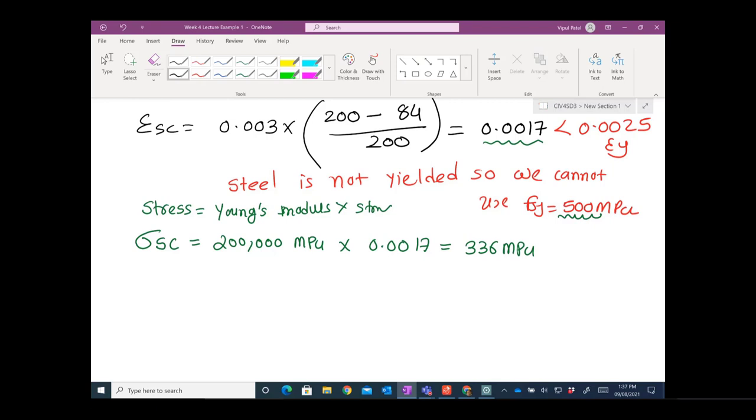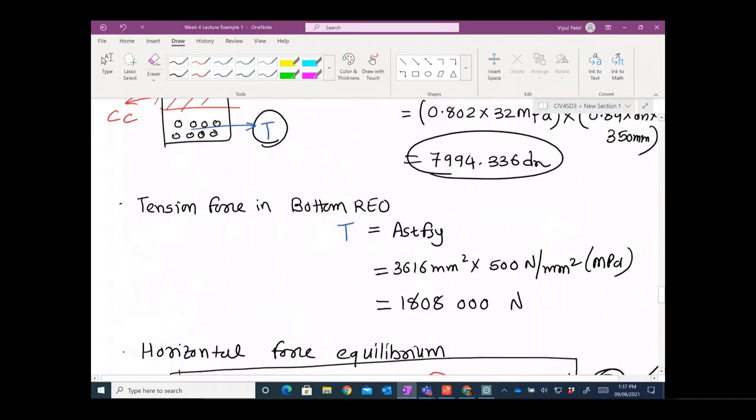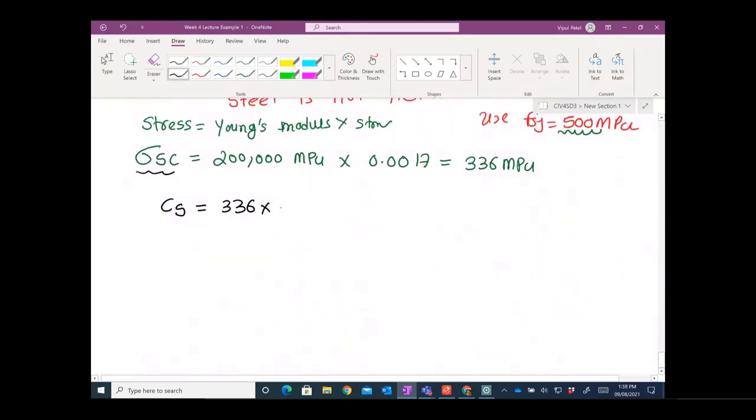Now we can also calculate the force in concrete. Remember CC. First we calculate the force in the rear, right? Because we know the stress. Now we can calculate the force in the top rear, which is 336 times the area. I'm just repeating these steps again. That compression force in top rear, instead of 500, we will use this 336, and 1232 is the area. So this is the force in the top rear. You will get 413952 newtons.